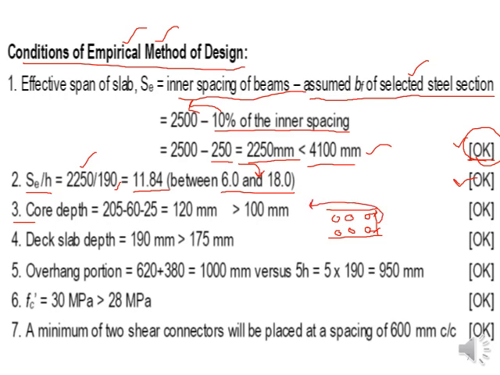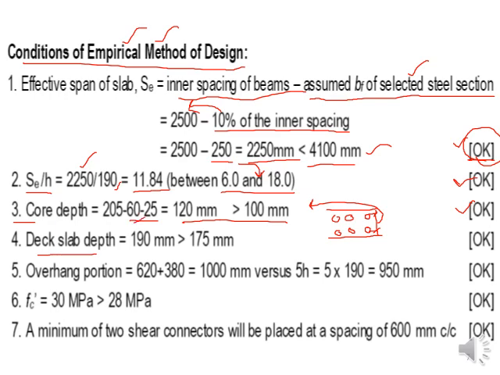So the empirical method says that it should be greater than 100 millimeter, and also we have discussed in the table by the H2 also. So it comes out to be 120 millimeter. So it is greater than 100. It is also OK. Both covers, top and bottom, 60 and 25. 205 is the total depth, including the varying surface, and you are subtracting and you are getting more than 100.